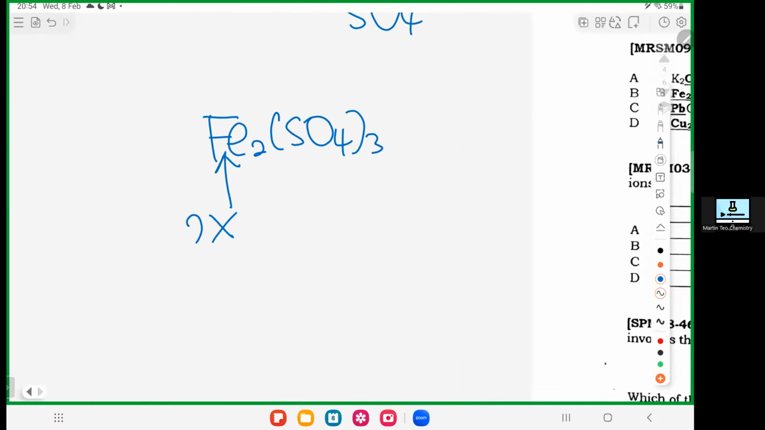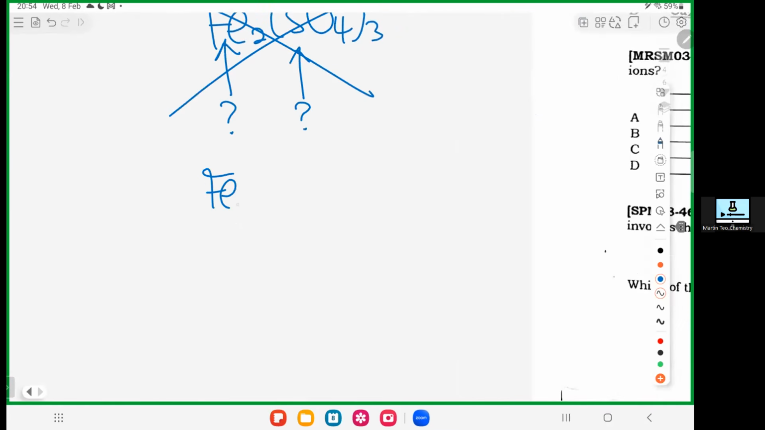Don't know, X, you have 2 of it. Do you know the sulfur? You also don't know, right? There's no way you can have 2 unknowns, right? If this one you don't know, this one you don't know, you cannot solve the question. So what should we do?